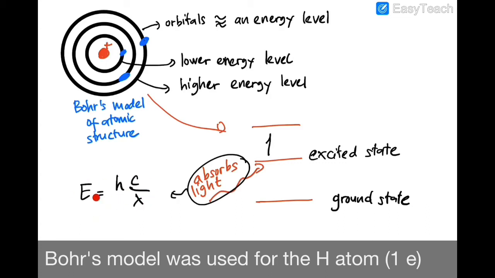This is the energy that is required for the electron that was once here to jump up into the excited state. Now, on the contrary, if this electron is to go back to the ground state, it will emit light.